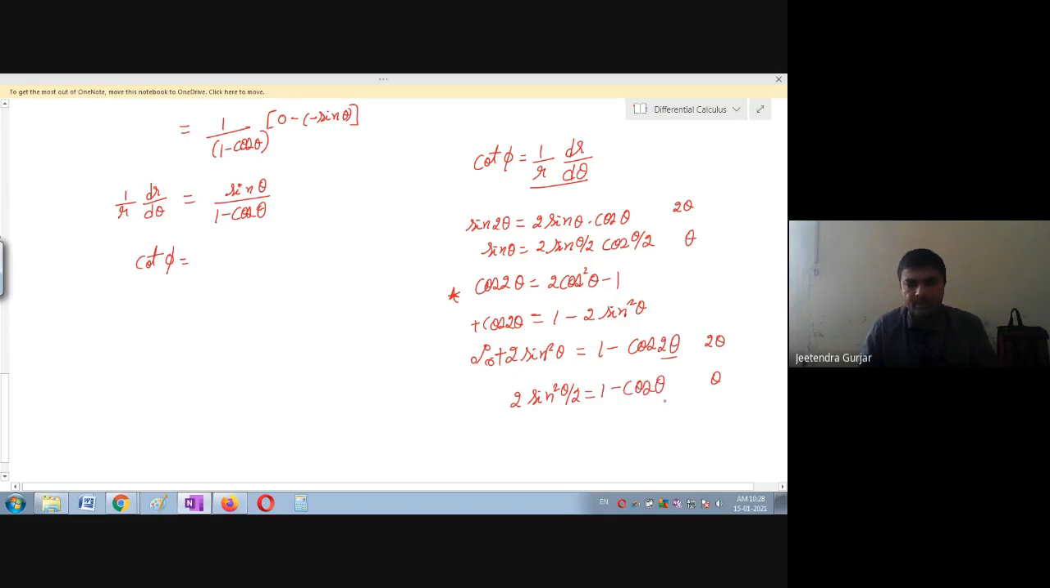Is it clear, students? What I have done here is used the half angle formula, that is theta will become theta by 2 and 2 theta is going to become theta. So this angle I have changed. I think you have come across the half angle formula in the diploma classes. So this is 2 sine square theta by 2 is equal to 1 minus cos theta. So this value I will substitute.